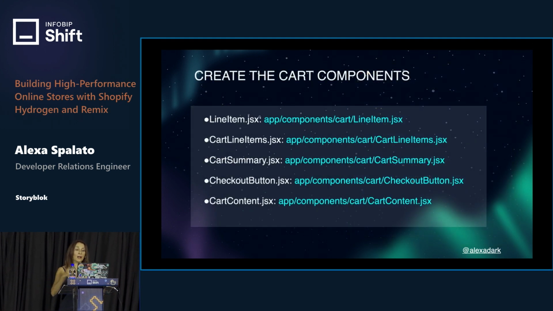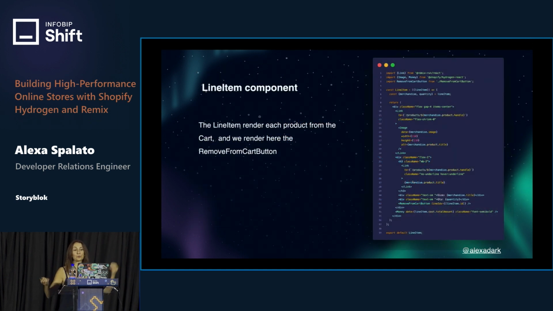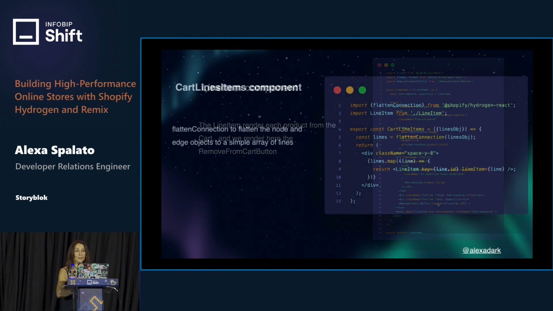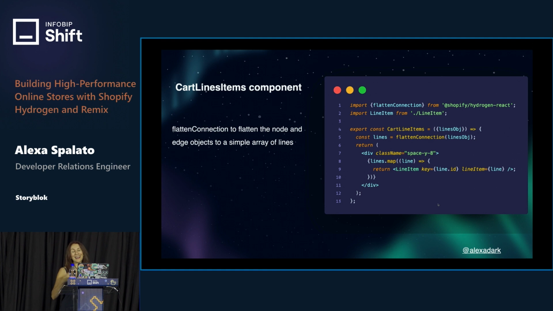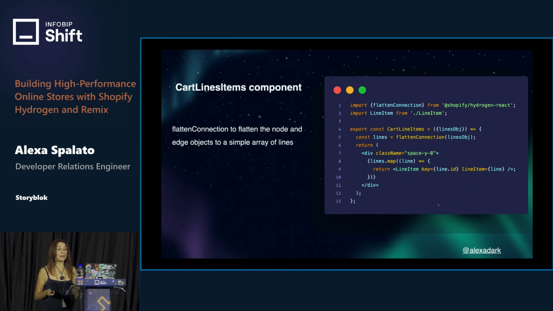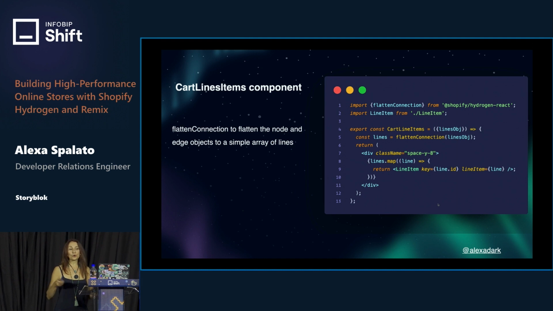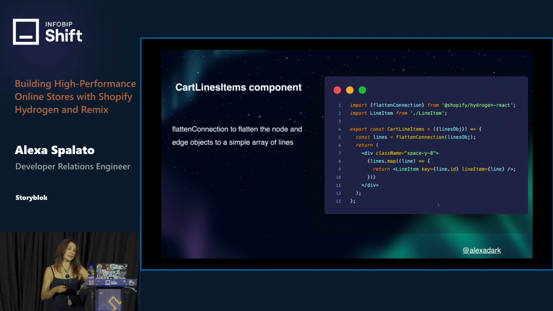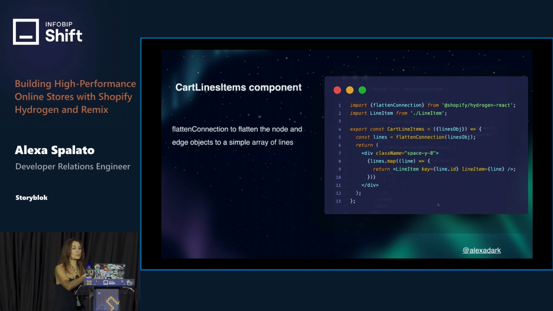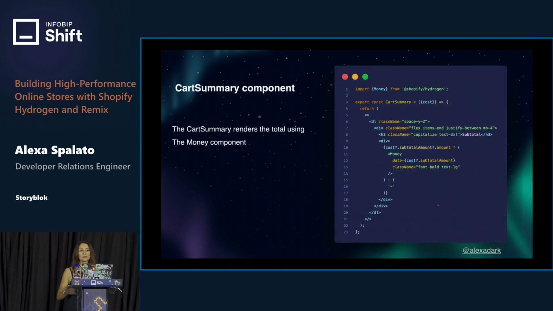Now we can build all our cart components. So we have the line item component, which renders each product from the cart, and here we also render our remove from cart button. The cart line items component renders all the products, and we use flattenConnection from the Hydrogen React library that flattens the node and edge object to a simple array of lines, and we map around these lines and display each product. The cart summary component renders the total using the Money component.